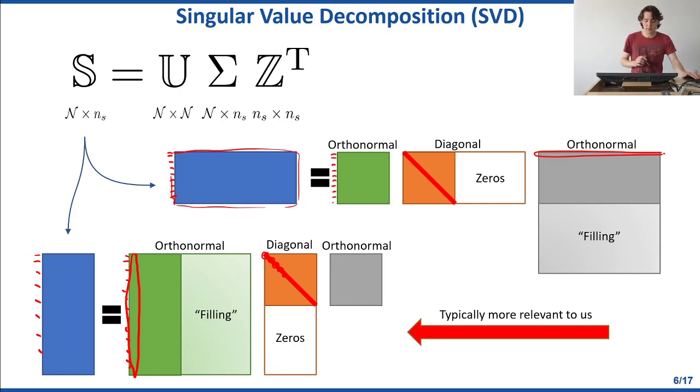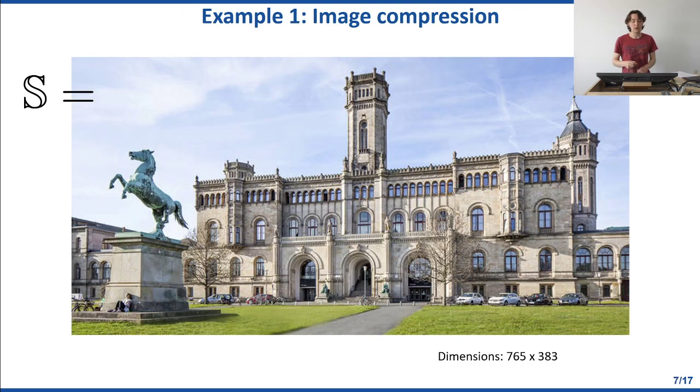I think the first very clear example of this is image compression. So we have here a photo of the Leibniz University. And we could think of a photo as precisely a matrix, right? We have columns and we have rows. In this case, the dimensions of my matrix are 765 by 383, and actually multiplied by 3 because we have RGB. But we have a data matrix here that has a whole bunch of entries. So this is going to be my snapshot matrix, my data matrix.